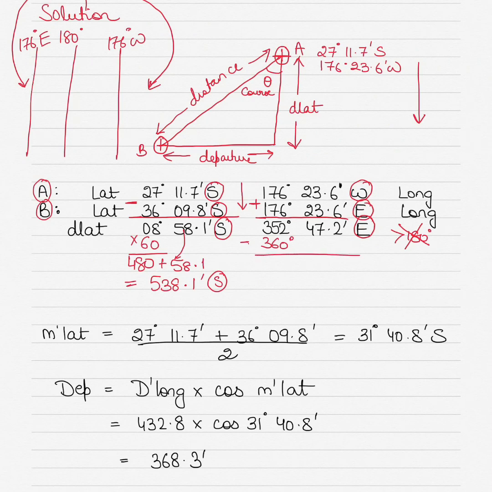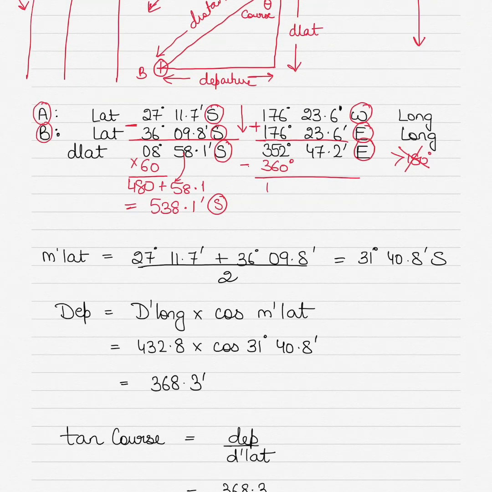Alright, and what you get is 360 degrees. So in your calculator put 360 degrees first, minus 352 degrees 47.2 minutes. You should be getting 7 degrees 12.8 minutes. But as soon as you subtract it from 360, reverse the notation of the dlong and make it west. And this is what we saw in the diagram. We are actually going in a westerly direction. From A to B is actually going west, right?